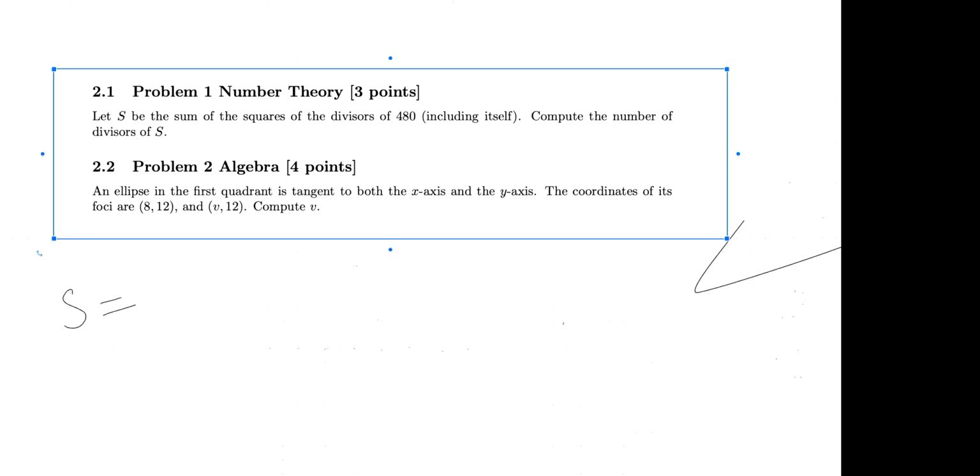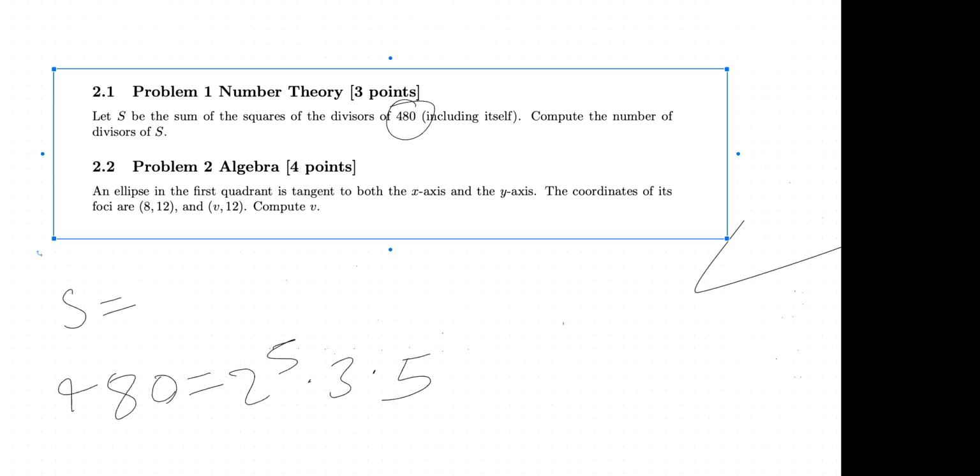Okay, so we have S as the sum of the squares of the divisors of 480. And we know we can rewrite 480 with its prime factorization of 2 to the 5th times 3 times 5. So there's a really clever trick to writing S.